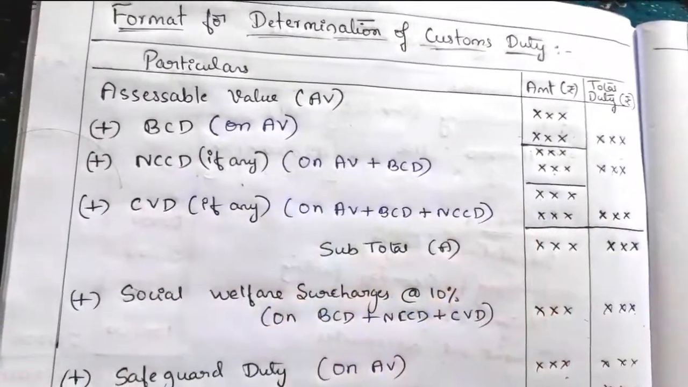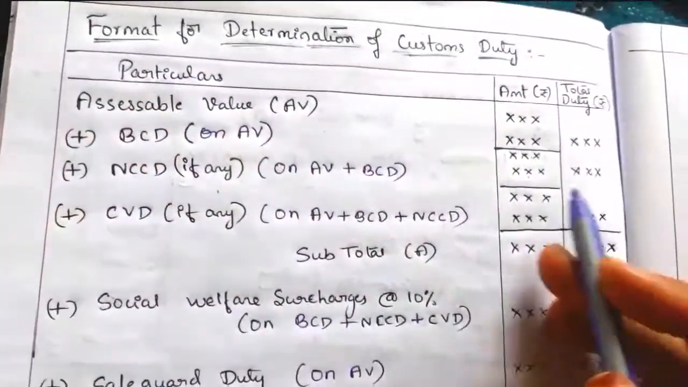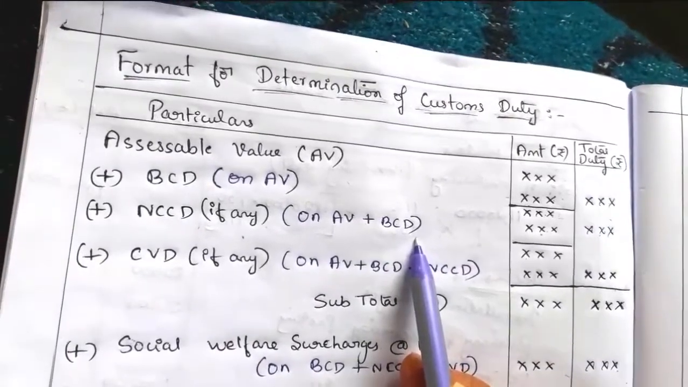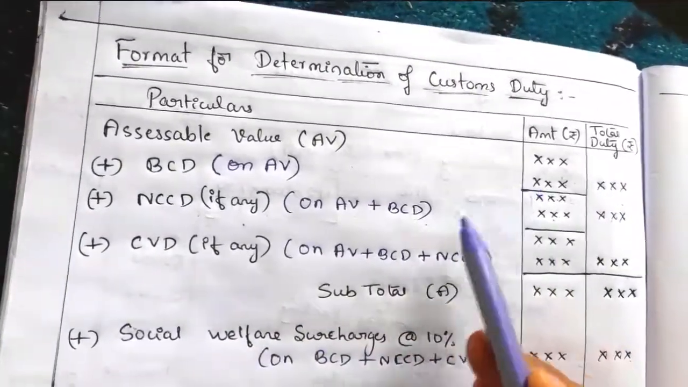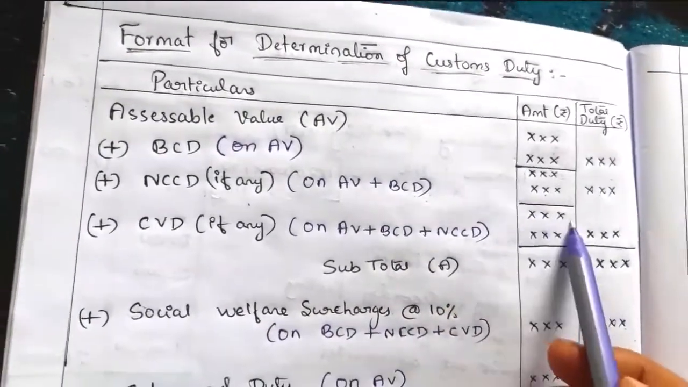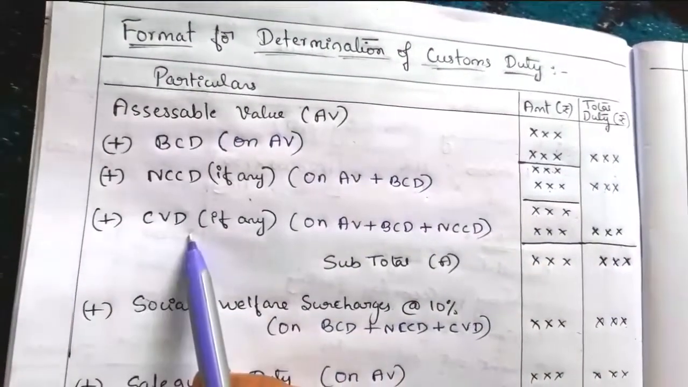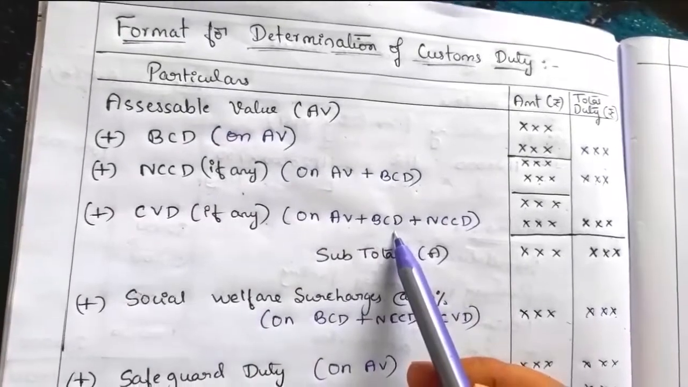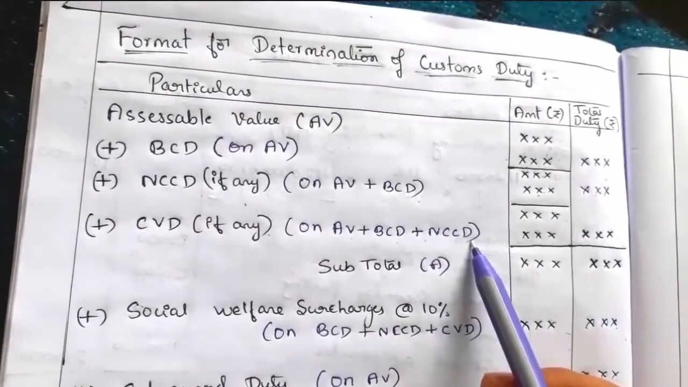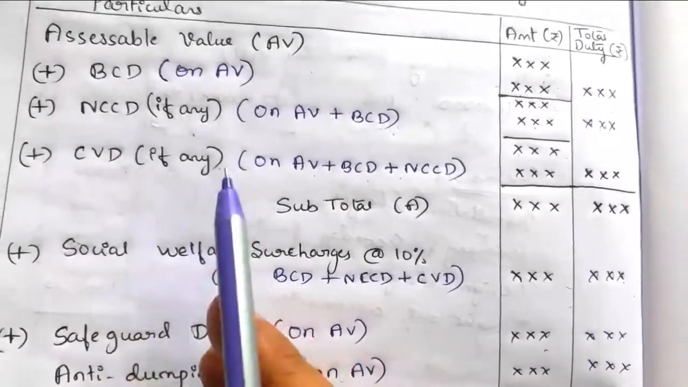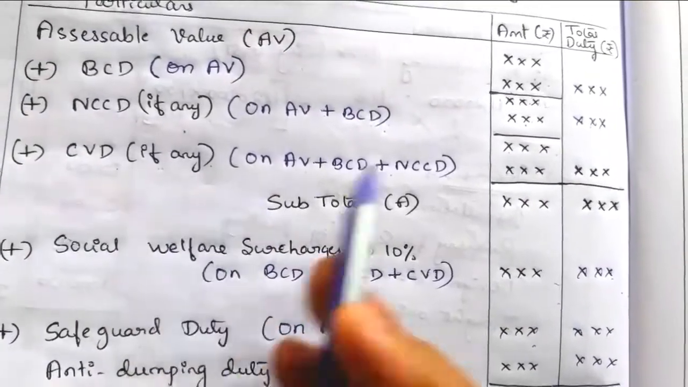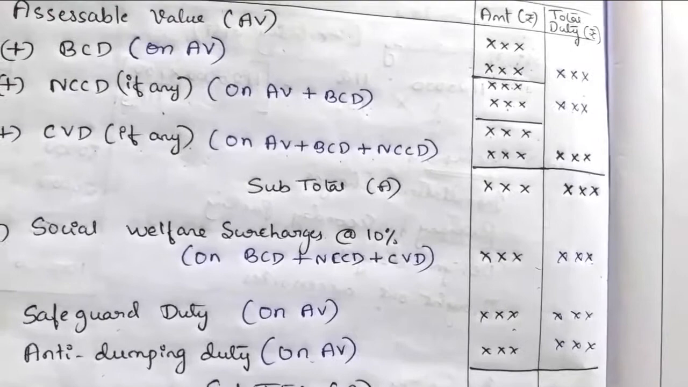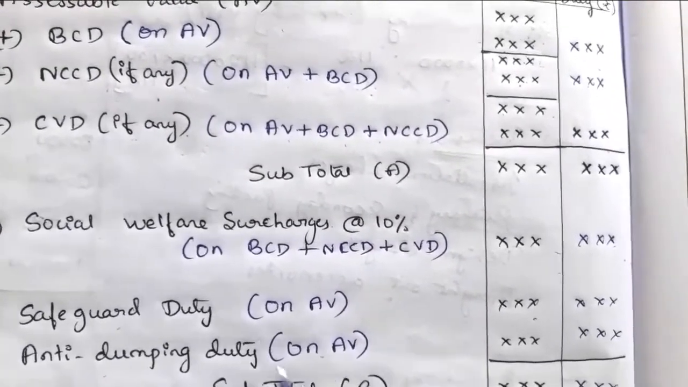The NCCD will be calculated only on some of the imports. It is calculated on AV plus BCD. Next, after adding that, we have to add the CVD. CVD, if any, is calculated on AV, basic custom duty, and NCCD. CVD is nothing but countervailing duty. Countervailing duty is levied on a subsidized article.